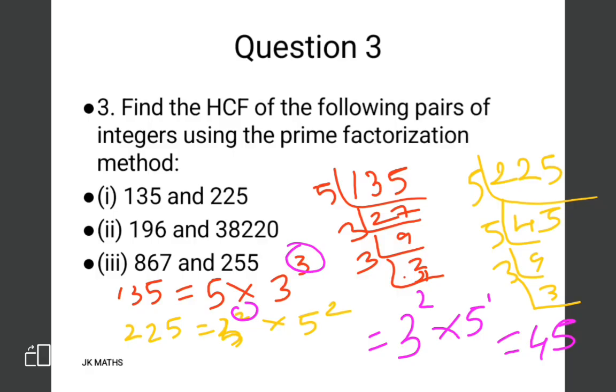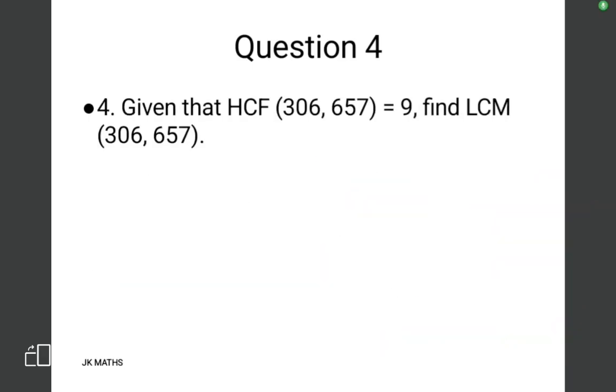Next two sums are complicated, so you can just find them by the prime factorization method. It will take some time, so you should practice that to attain speed and accuracy. So let's go to another sum. Fourth sum: given that HCF of 306 and 657 is equal to 9, we should find the LCM of 306 and 657. It's the easiest sum in the whole chapter, real numbers. So let's do it.